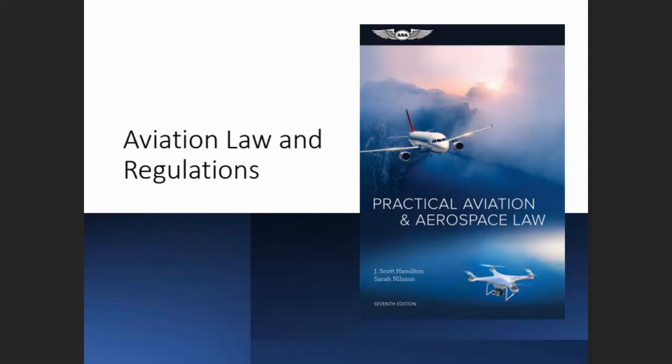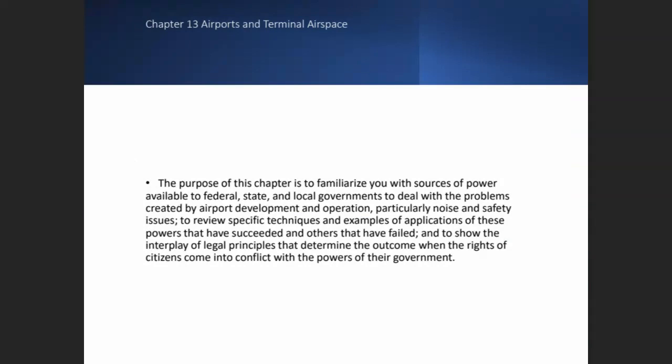Okay, getting back to the chapter, we'll be discussing airspace and its requirements as far as the state goes, the federal government goes, as well as safety of airports. Obviously, we should become familiar with sources of power available to federal, state, and local governments to deal with problems created by airport development operations. What it means is, in essence, whenever there's expansion, wherever there are new airports in your location, there are always issues regarding noise, safety, and what the community needs to do and what airports need to do for the community when it comes to certain issues. So we will be covering that as well.